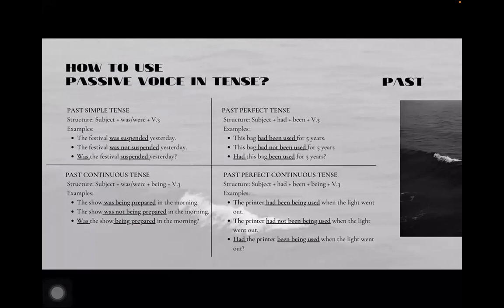Past continuous tense, structure, subject was or were being past participle. Example, the show was being prepared in the morning. Past perfect tense, structure, subject had been past participle. This bag has been used for 5 years. Past perfect continuous tense, structure, subject had been being past participle. The printer had been being used when the light went out.